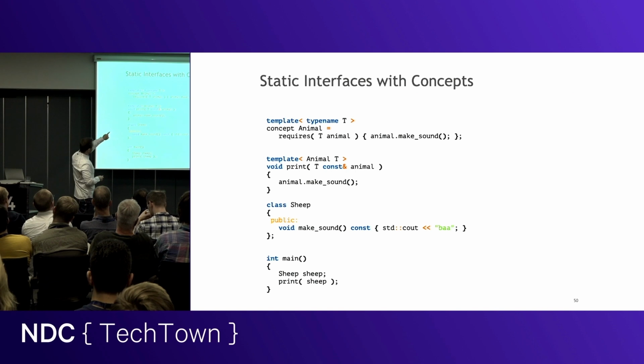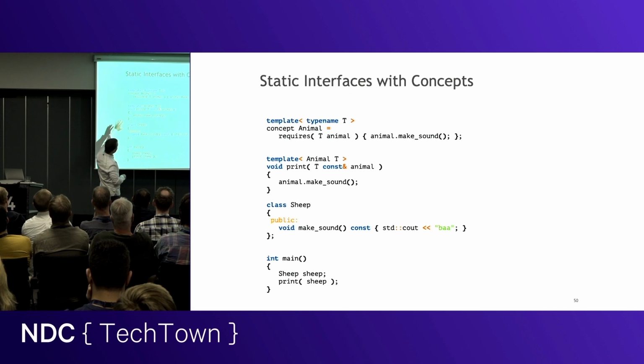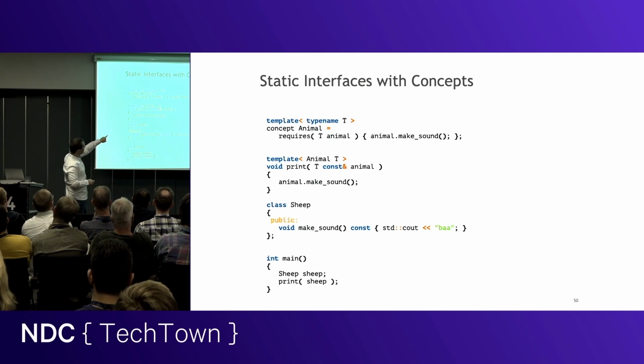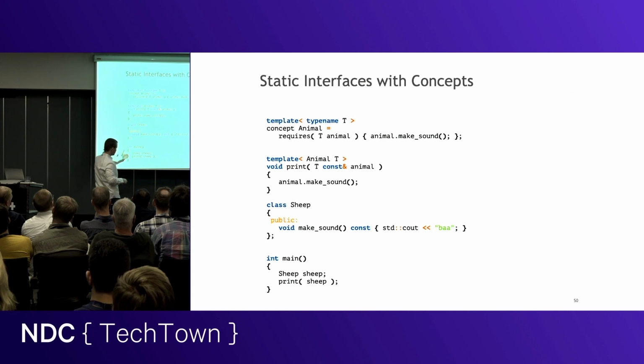And if I now write a print function, which actually can be before the sheep because it's independent. If I write a print function that takes some animal expressed explicitly with this concept, then I can call make sound and know that this is going to work because I can only pass things that do have make sound, like the sheep.